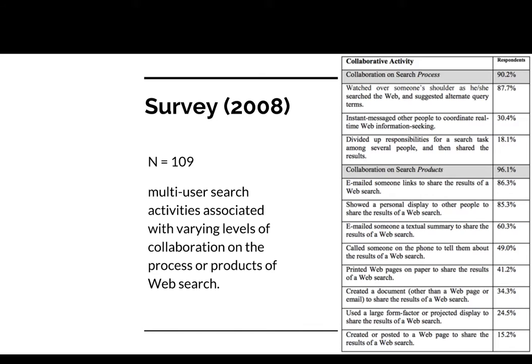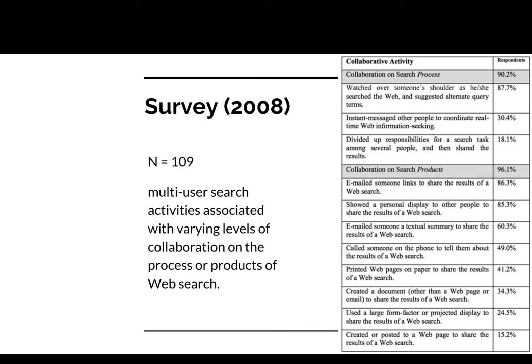And of course, here's that first category, watching over someone's shoulder. Yeah, it's a real thing. 87% of people said that. Or they instant message them as they're working on it. Dividing it up is actually pretty rare. That's less than 20%. That's less than 1 in 5. So that's how often people do it.